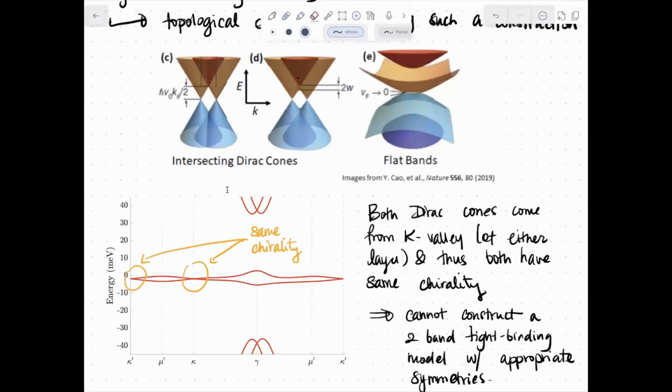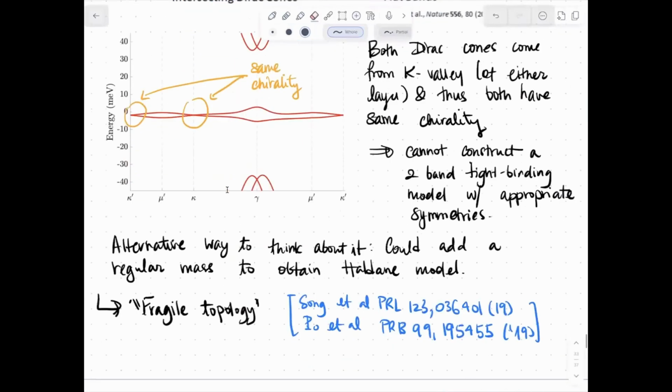If you could just write down a two-band tight binding model, it would essentially mean you could have a local Haldane model, which has a topology that you can't have. So that's one way to see that this is an impossibility. And so this thing has what can be termed fragile topology. So you can't construct a proper tight binding model, provided we want to keep all of the symmetries preserved.